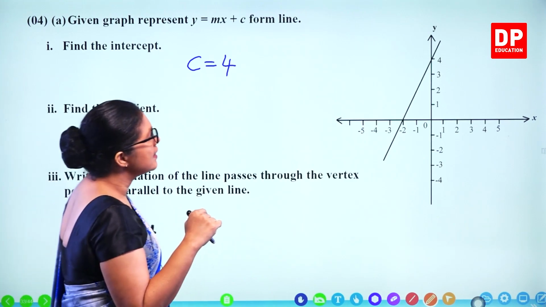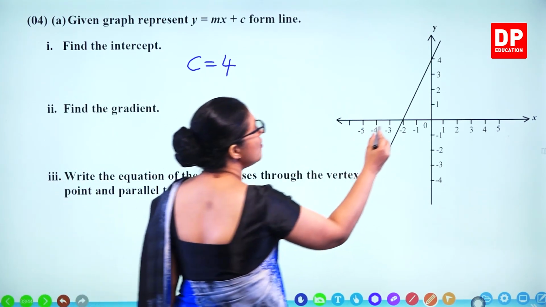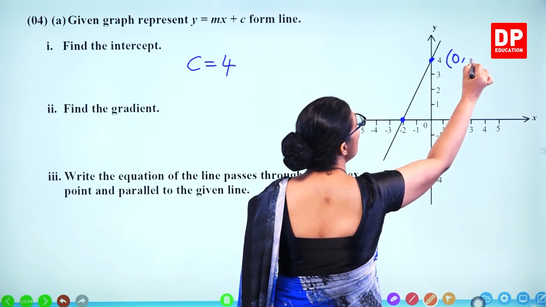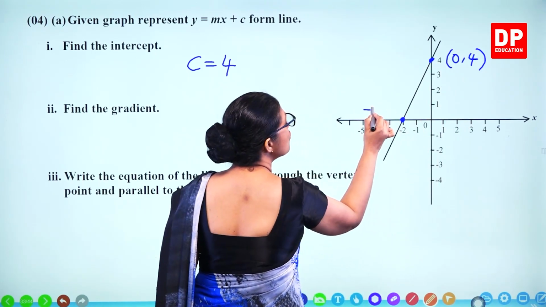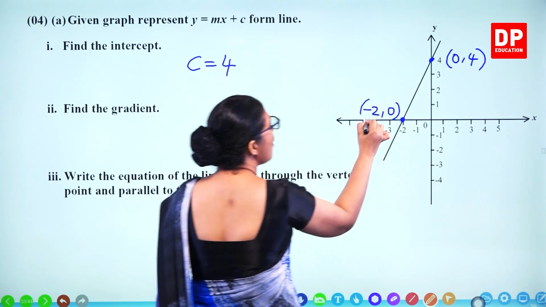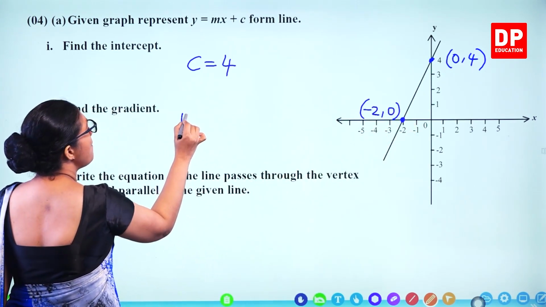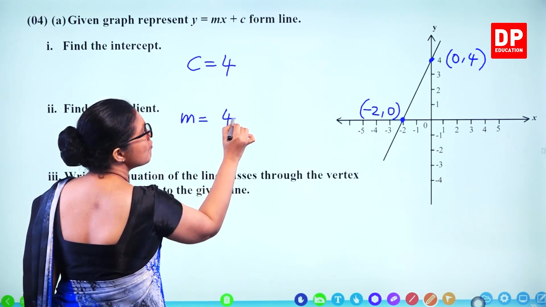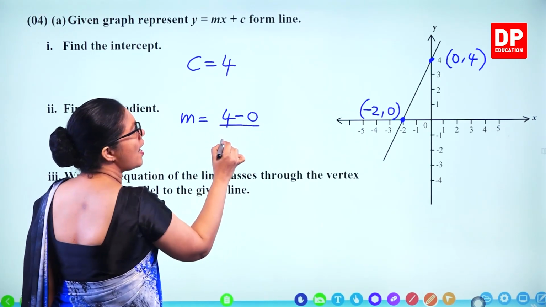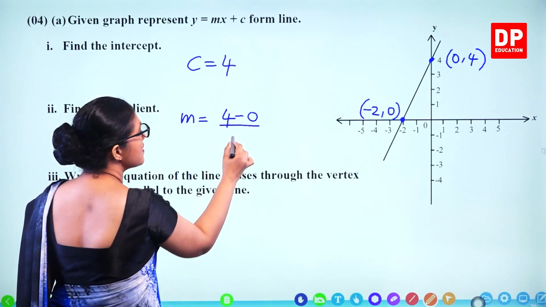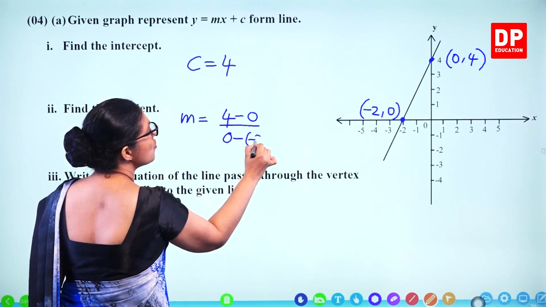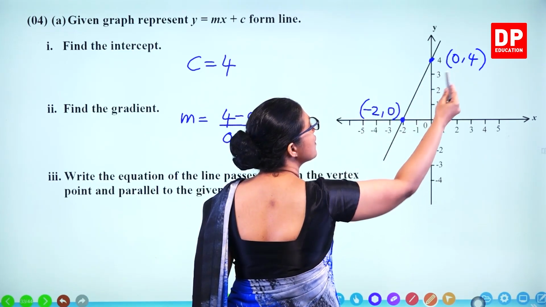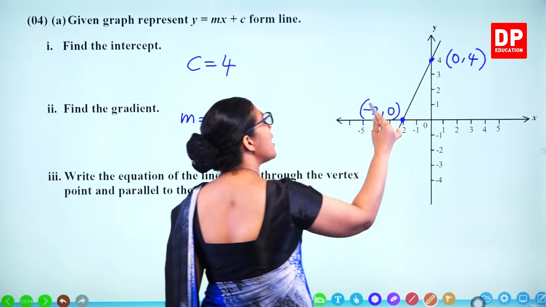Find the gradient. How do you find the gradient? You need 2 readable points. We can read these. This is 0, 4 and this is minus 2, 0. So how do you find the gradient? m: you take the difference between y coordinates, 4 minus 0, divided by the difference between x coordinates, 0 minus minus 2. If you take this point first, you have to take the difference the same way, 4 minus 0, 0 minus minus 2.